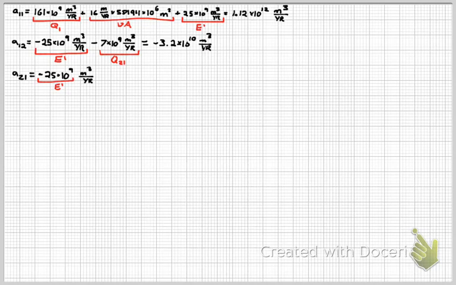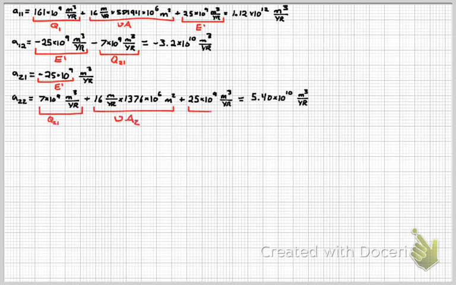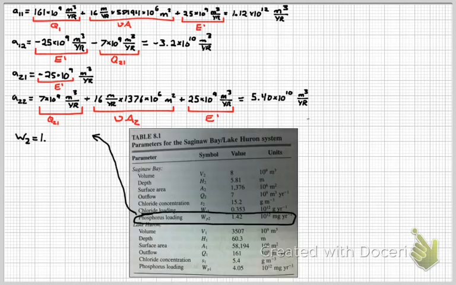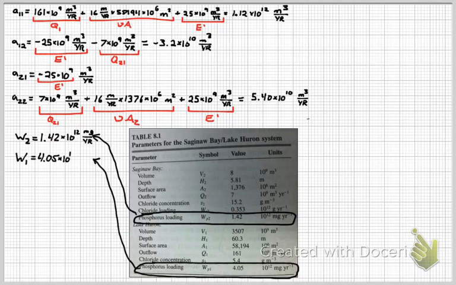A21, the only term we have is diffusion flow, and for A22, then we've got several terms again. We've got outflow, settling, and diffusion to consider. So with all of the A's calculated, the only thing we're missing are the loads. Loads were given to us in table 8.1 in this problem. So loading into the bay and loading into Lake Huron, W2 and W1 respectively.